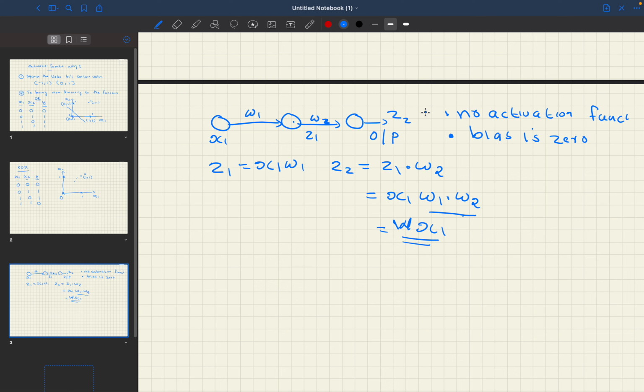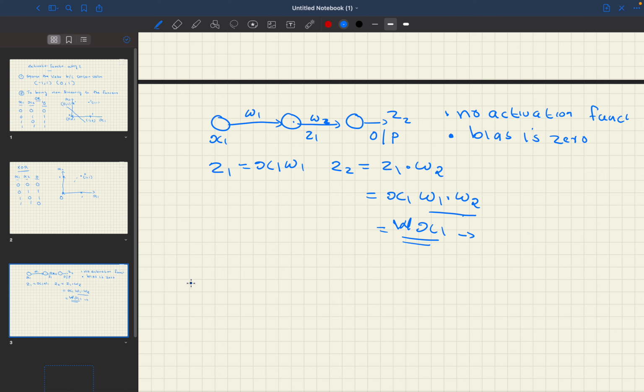So we can see that without the activation function, this again will be a linear function, right? With this linear function, we cannot separate a function similar to XOR, that is, non-linearly separable functions. We cannot separate them without an activation function.